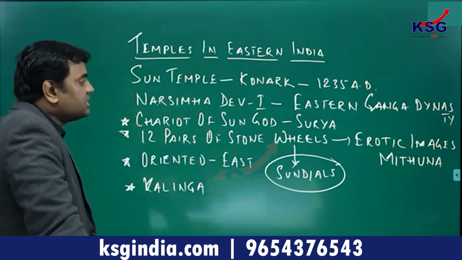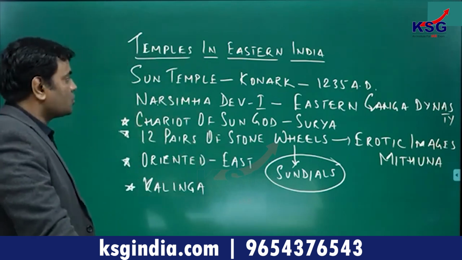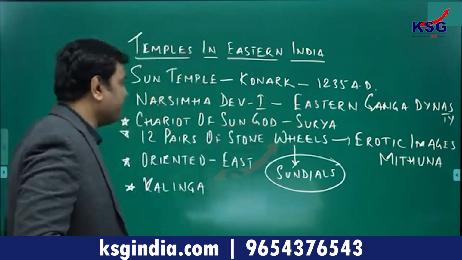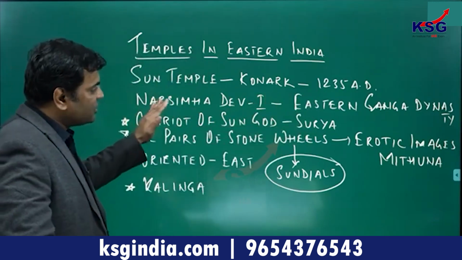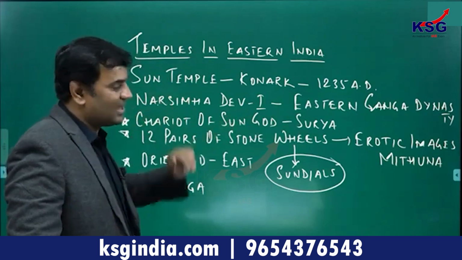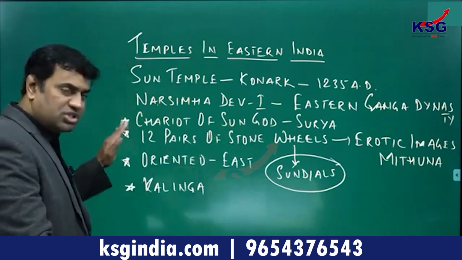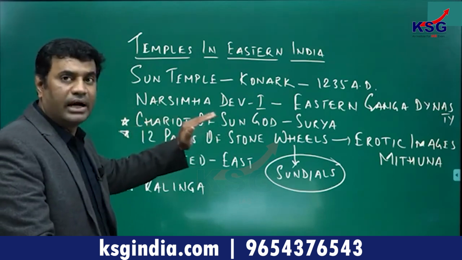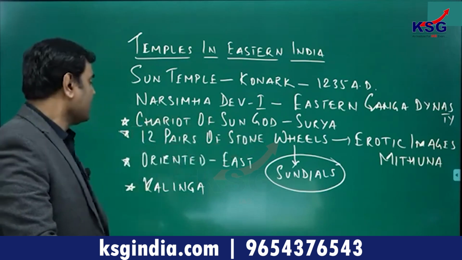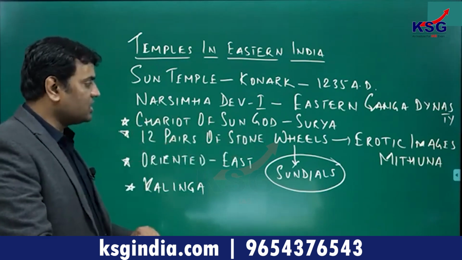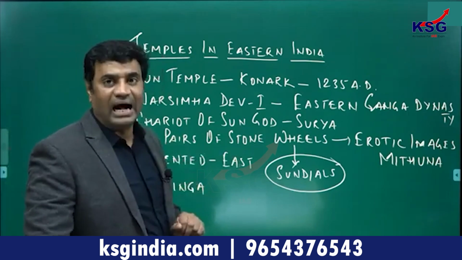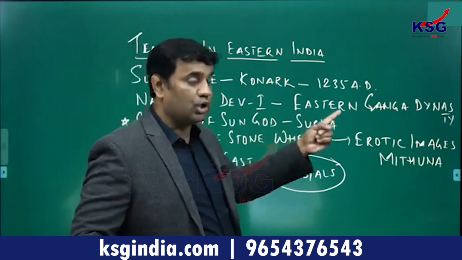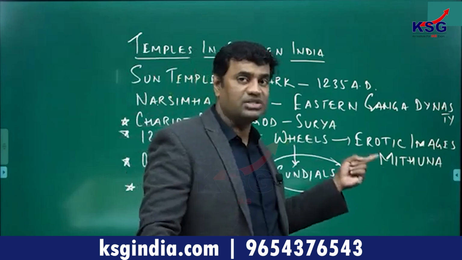Sun Temple at Konark was constructed in 1235 AD by Narsimha Dev first, who belonged to the Eastern Ganga dynasty. The most distinctive feature is that it is in the form of the chariot of the sun god, that is Surya. It has 12 pairs of stone wheels, and these stone wheels act as sundials that measure the time with accuracy, and these wheels contain erotic images known as Mithun.